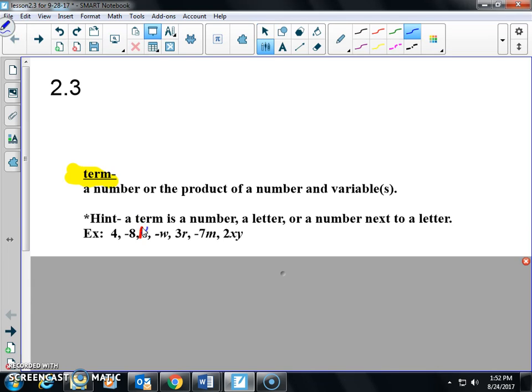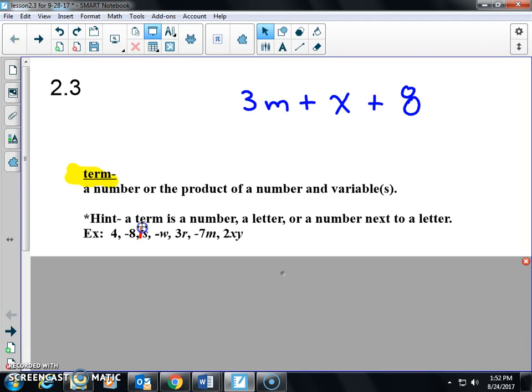If I wrote this on the board, 3M plus X plus 8, the 3M is a term, the letter X is a term, and the 8 is a term. Alright, let's find some more terms here.